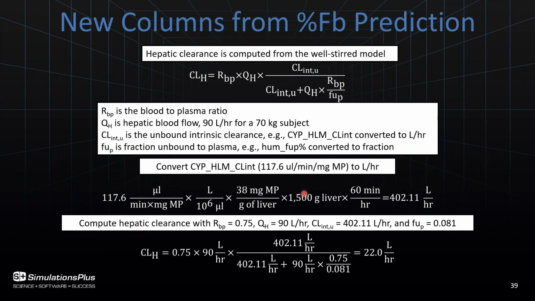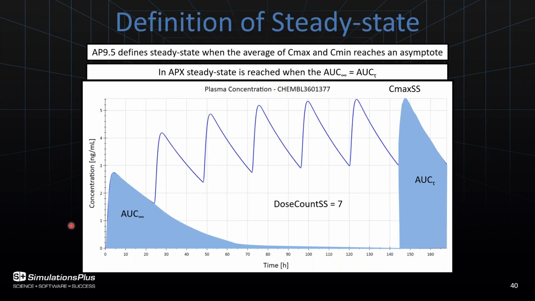And then once we have this value, we can plug it into the well-stirred model in liters per hour. The liver blood flow is 90 liters per hour. In this example, the RBP is 0.75 and gives you 22 for the hepatic clearance.